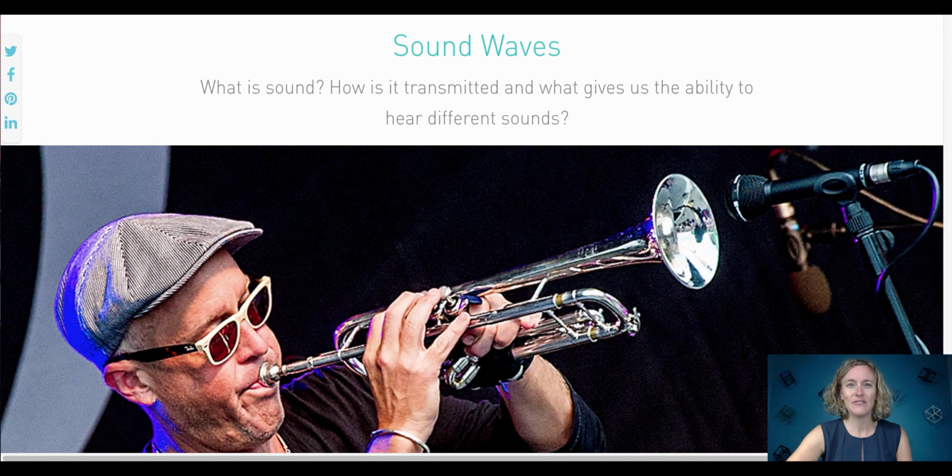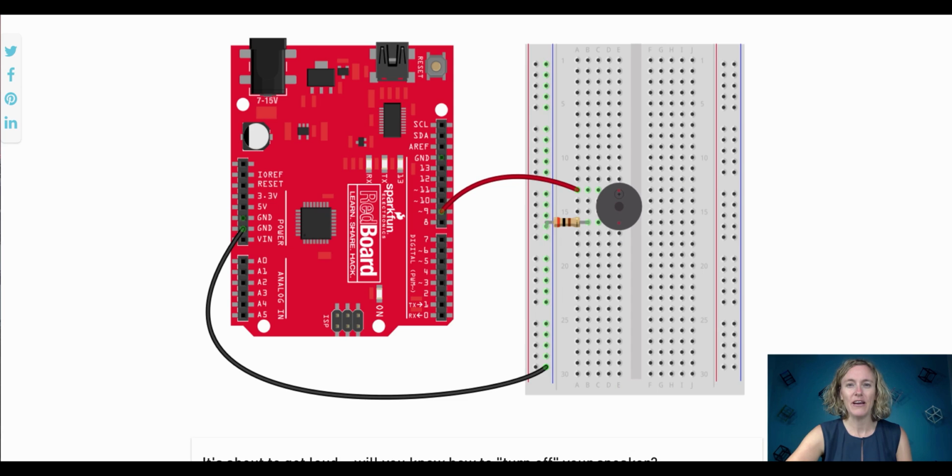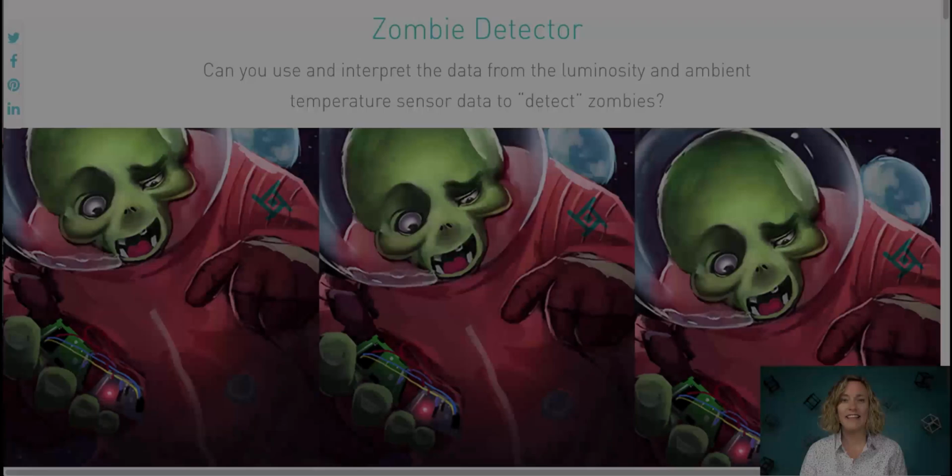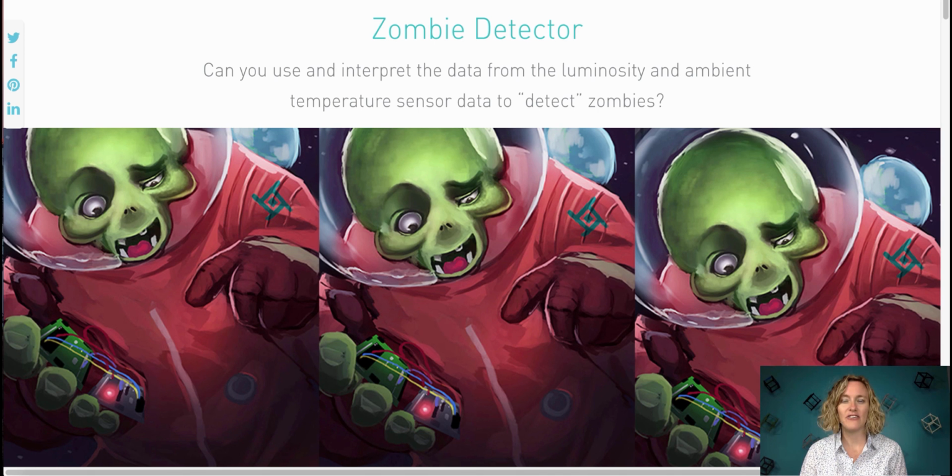Sound Waves has the students wiring up a piezo speaker and then using that piezo speaker and the Arduino sketch to create different sounds. In the experiment titled Zombie Detector, the students will use data from the luminosity and the ambient temperature sensors to interpret which members of their group are zombies and which members of their group are humans.